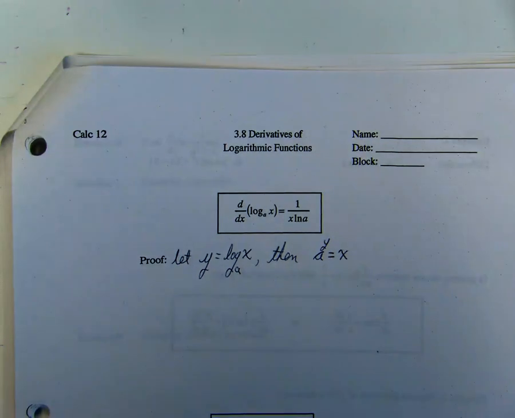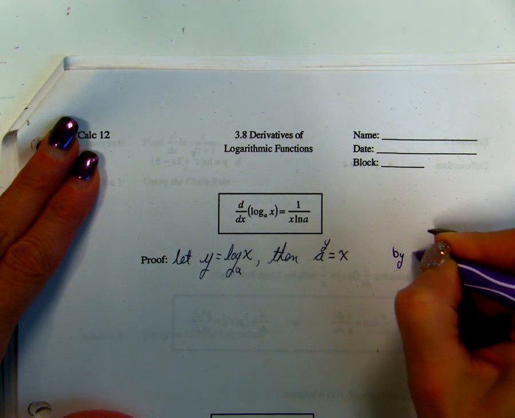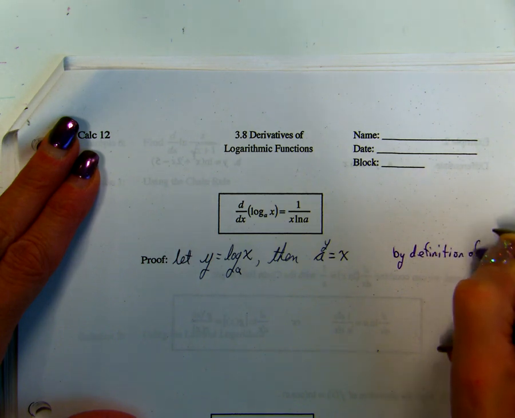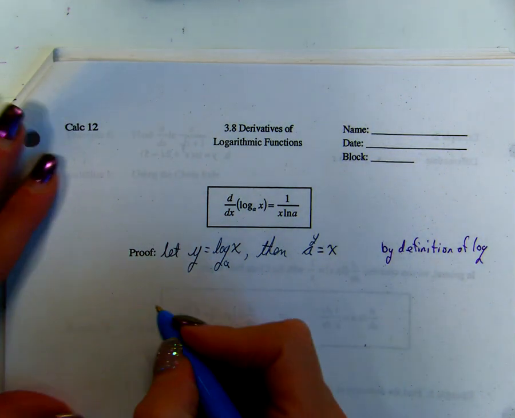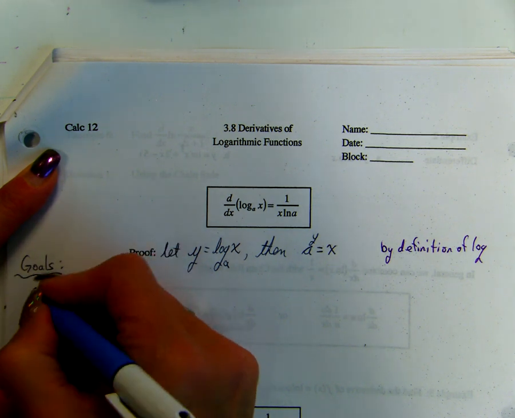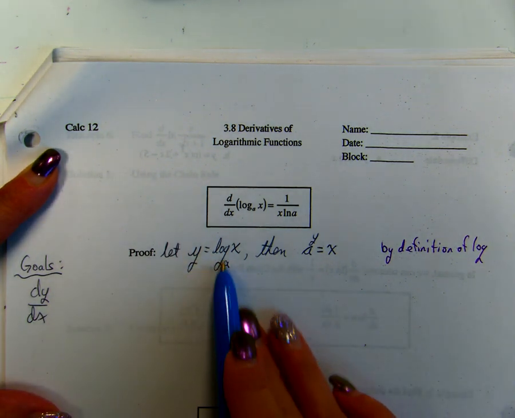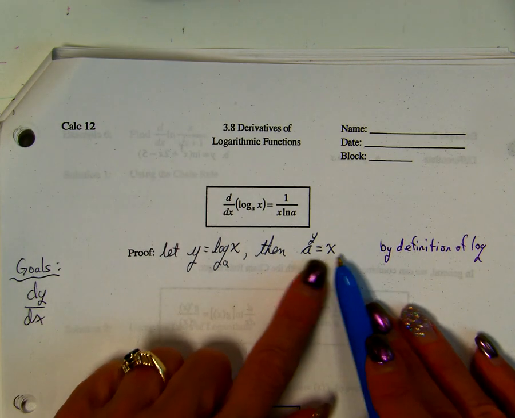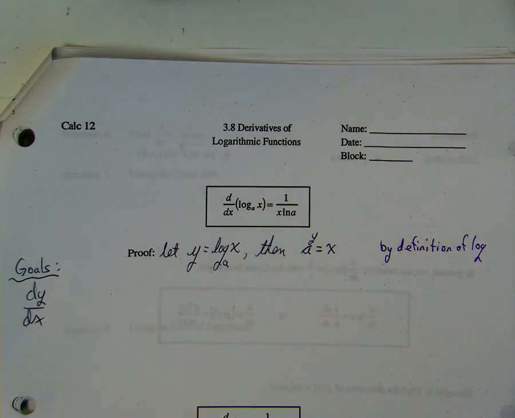Okay, so let's just justify what we're doing. If this is a proof, I'm saying this is just by definition, and that's how a log is defined. Okay, so here's our goal. Got to have goals. The goal is to find the derivative of y with respect to x, the derivative of log to the base a of x. Well, we're going to take the derivative over here because we actually know what the derivative of a to the y is.